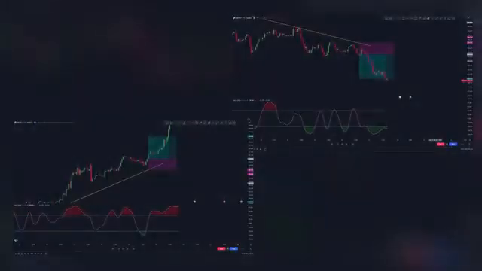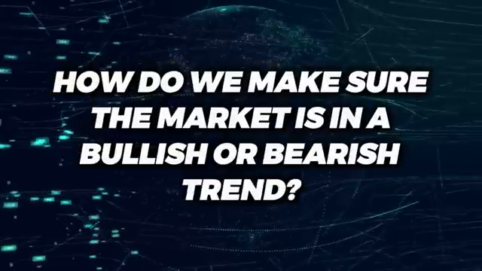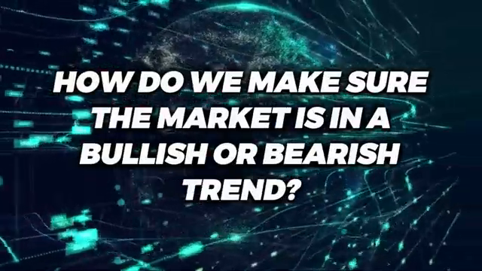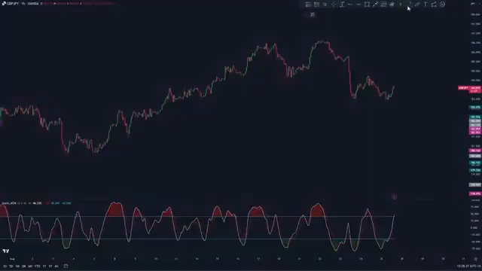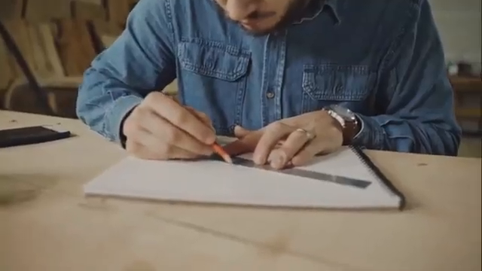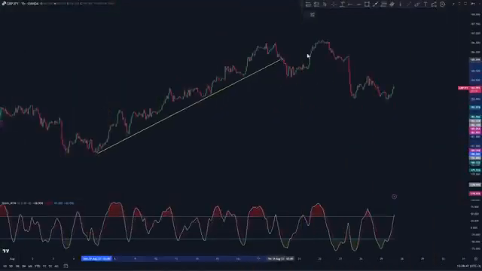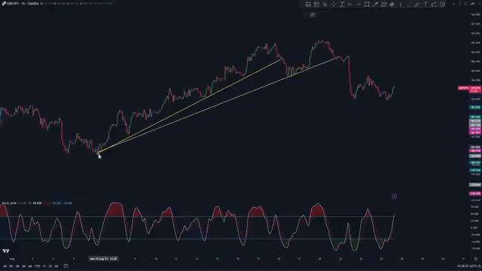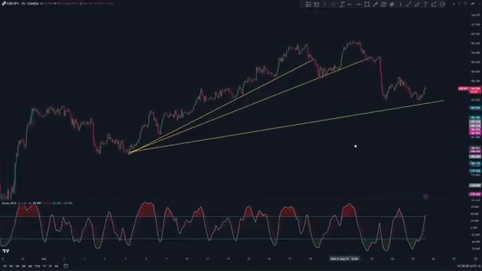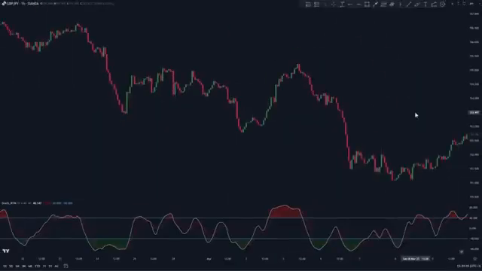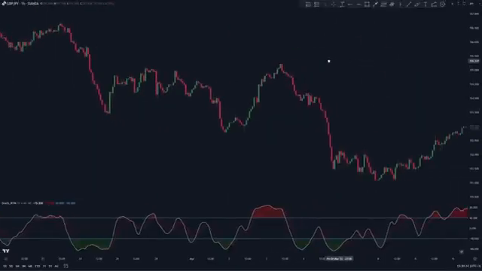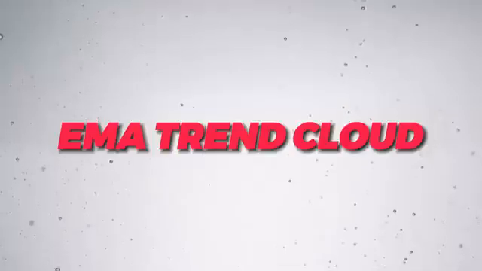Now, looking at these two trade examples, you will notice that they were both taken following the direction of the overall trend. How do you make sure that the market is in a bullish trend or in a bearish trend? Well, for starters, you could draw a trend line, like this, or like this, or like this. Now, as you can see, drawing trend lines can be super subjective. To avoid such subjectivity, you could go with an indicator called EMA Trend Cloud.